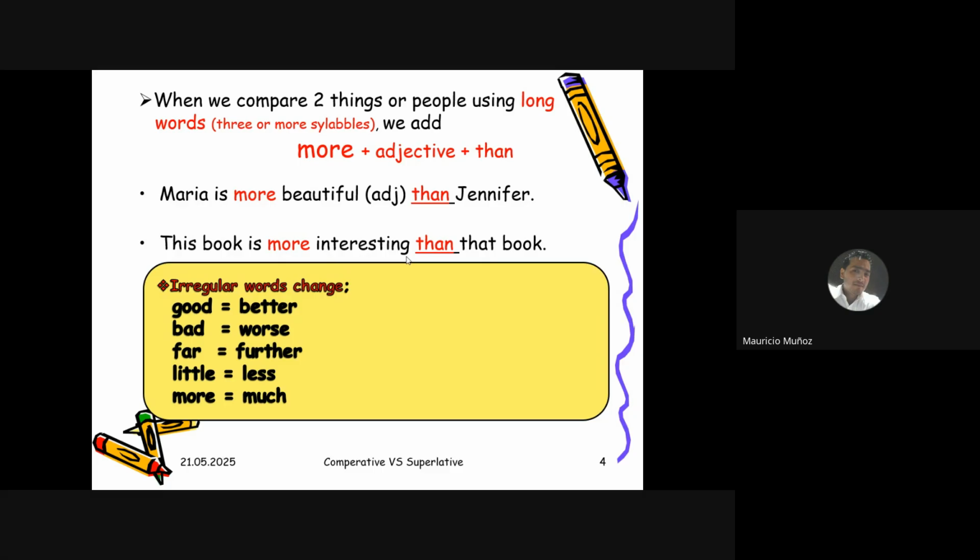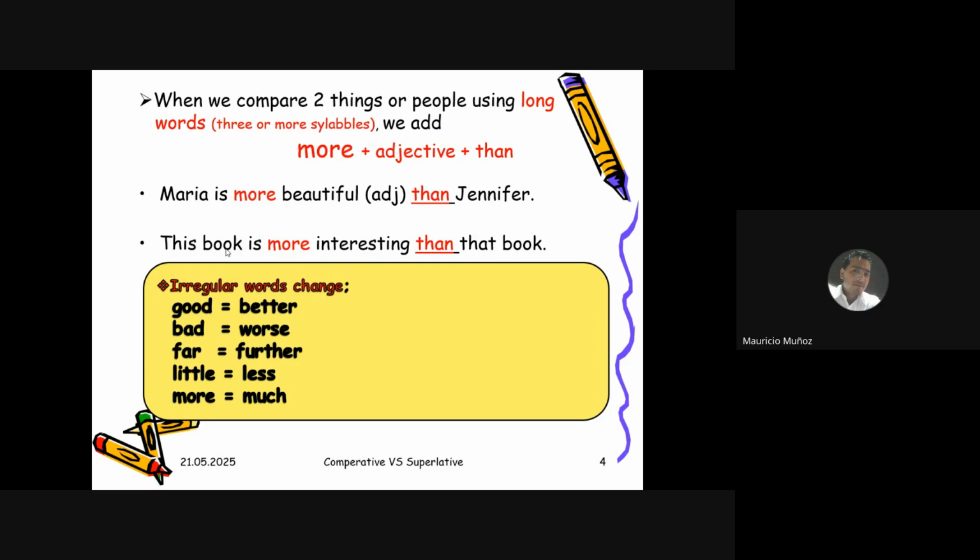Okay. And listen carefully, we cannot add the suffix er to long adjectives. That's no good, okay? We write the word more instead. Long adjective, more, more beautiful, more interesting. So we have 2 examples. Maria is more beautiful than Jennifer. And this book is more interesting than that book.